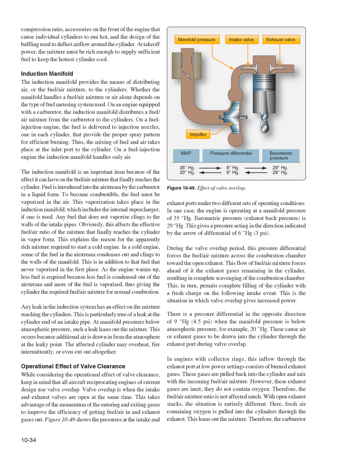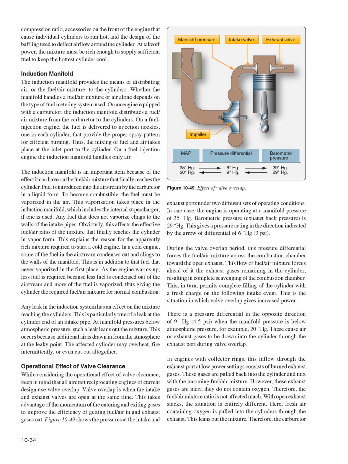During the valve overlap period, this pressure differential forces the fuel/air mixture across the combustion chamber toward the open exhaust. This flow of fuel/air mixture forces ahead of it the exhaust gases remaining in the cylinder, resulting in complete scavenging of the combustion chamber. This, in turn, permits complete filling of the cylinder with a fresh charge on the following intake event. This is the situation in which valve overlap gives increased power.